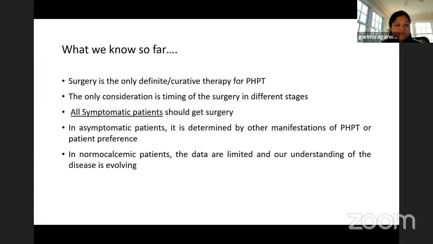So what do we know so far? Surgery is the only definite or curative therapy for primary hyperparathyroidism. The only consideration is the timing of surgery in the different stages of primary hyperparathyroidism. We all know that all symptomatic patients should undergo surgery. In asymptomatic patients, the indication for surgery is determined by other manifestations of primary hyperparathyroidism or patient preference. In normocalcemic patients, the data is limited, and our understanding of the disease is still evolving.